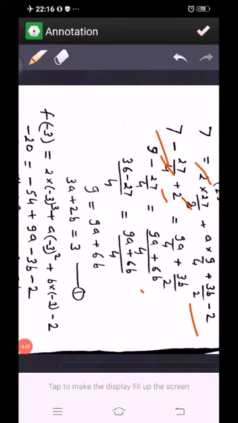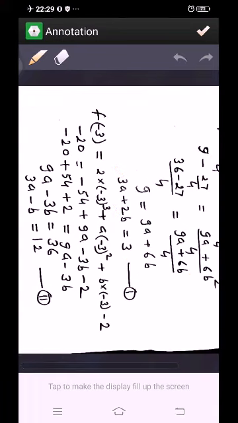So 7 plus 2, that is 9, minus 27 upon 4 equal to, here taking LCM 4 and adding, we get 9a plus 6b upon 4. This side also we take LCM, 36 minus 27 upon 4. Both sides 4 cancelled, so we get 9 equal to 9a plus 6b. On dividing by 3, we get 3a plus 2b equal to 3. This is equation number 1.